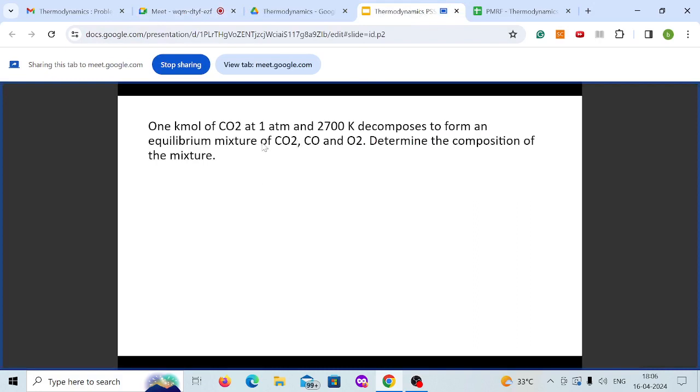So moving on, the first problem is we have 1 kilomole of CO2 at 1 atmosphere and 2700 Kelvin, which decomposes to form an equilibrium mixture of carbon dioxide, carbon monoxide and oxygen. So determine the composition of the mixture.